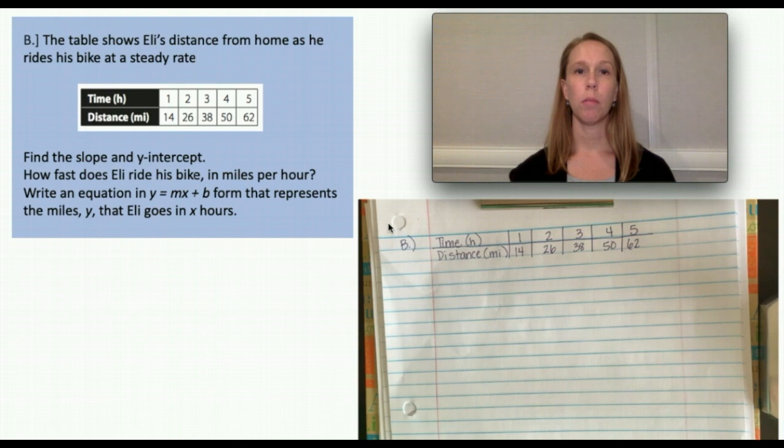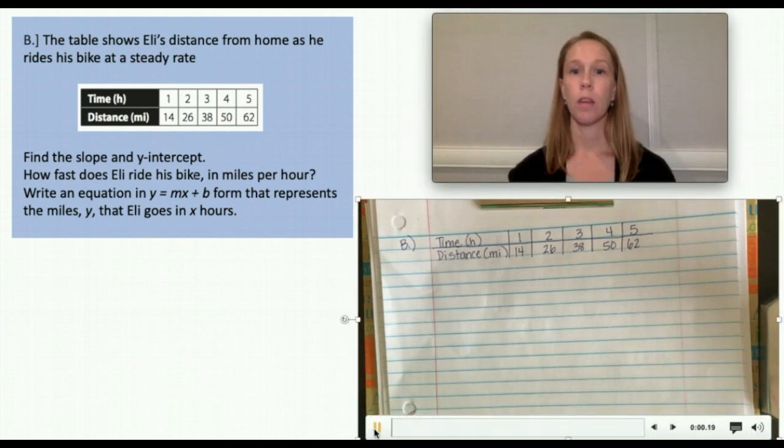Our second problem is Eli's distance from home as he rides his bike at a steady rate. So the word steady rate tells me that this is constant. We're going to find the slope and the y-intercept and figure out how fast Eli rides his bike in miles per hour. So that's going to be our unit rate. And write an equation in y equals mx plus b form that represents the miles, y, that Eli goes in x hours.